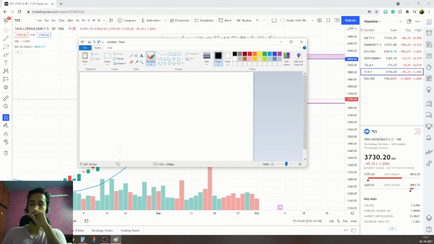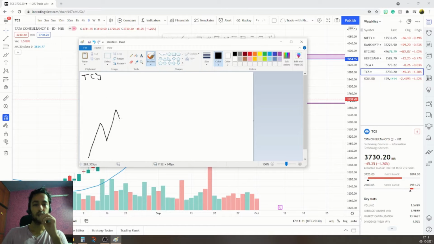So there is one strategy named breakout strategy, right? What it basically is, is that sometimes the market moves a little bit. Market as in a stock or an index, anything. Currently, let's assume that we are talking about the TCS stock, right? So this is the TCS stock.